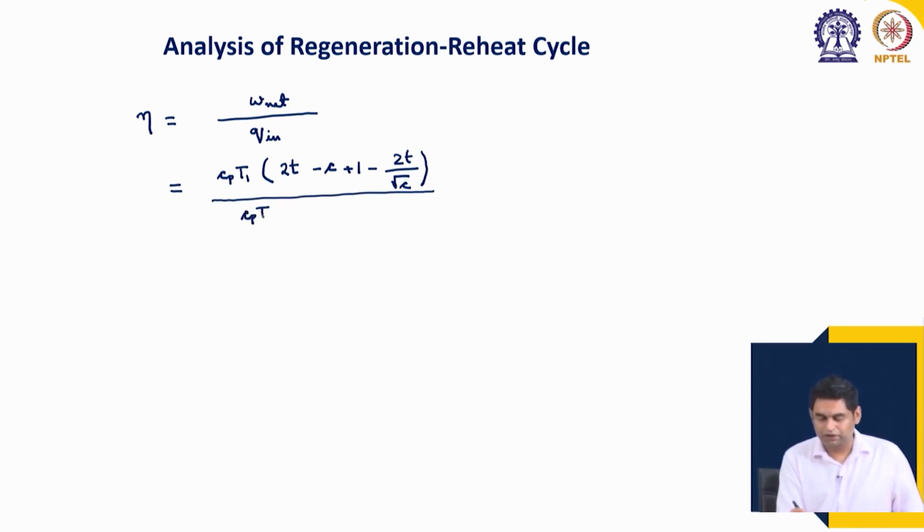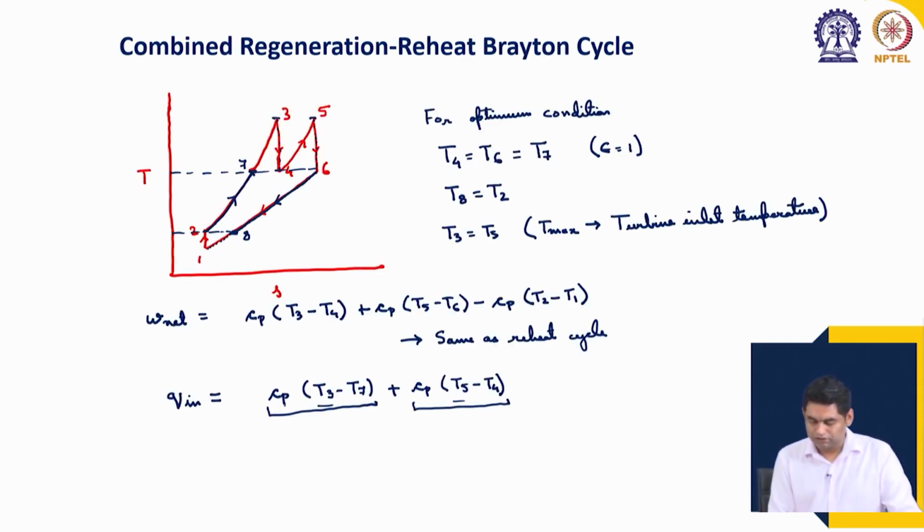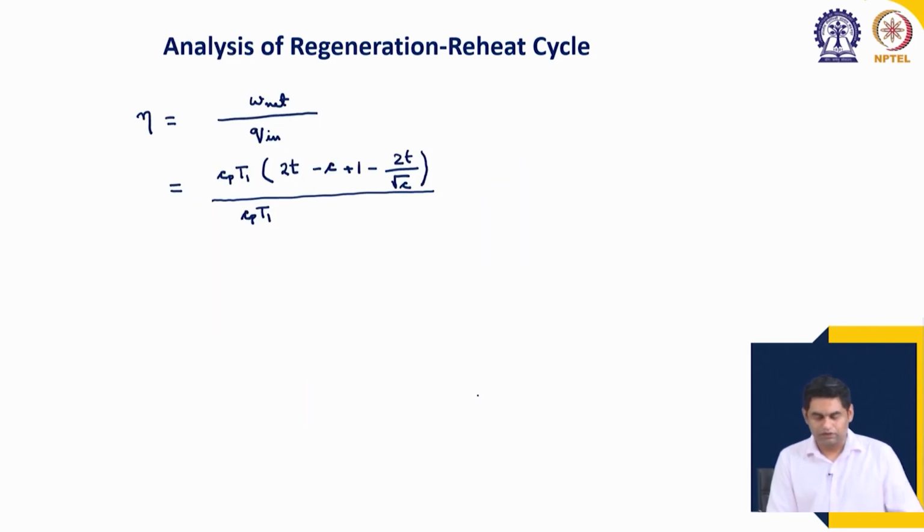Cp T1 and the heat addition was equal to. So, if I take T1 common, then T3 by T1 minus T7 by T1, T5 by T1 minus T4 by T1. Okay. So, you can also try to derive on your own parallelly. So, this will be equal to T minus T by root C plus T minus T by root C.